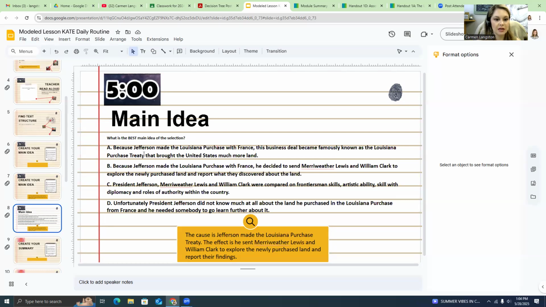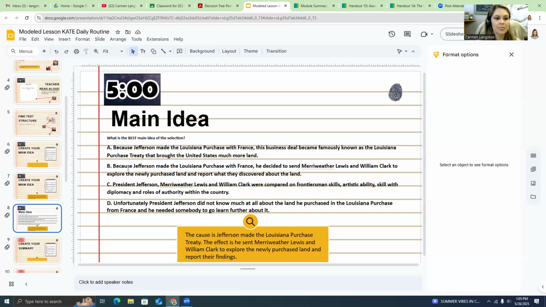A, because Jefferson made the Louisiana Purchase with France, the business deal became famously known as the Louisiana Purchase Treaty that brought the United States much more land. Now, that does have the bit of the cause in there. I see the bit about the Louisiana Purchase, but I don't see anything about the effect, the exploration. So I would probably say no.